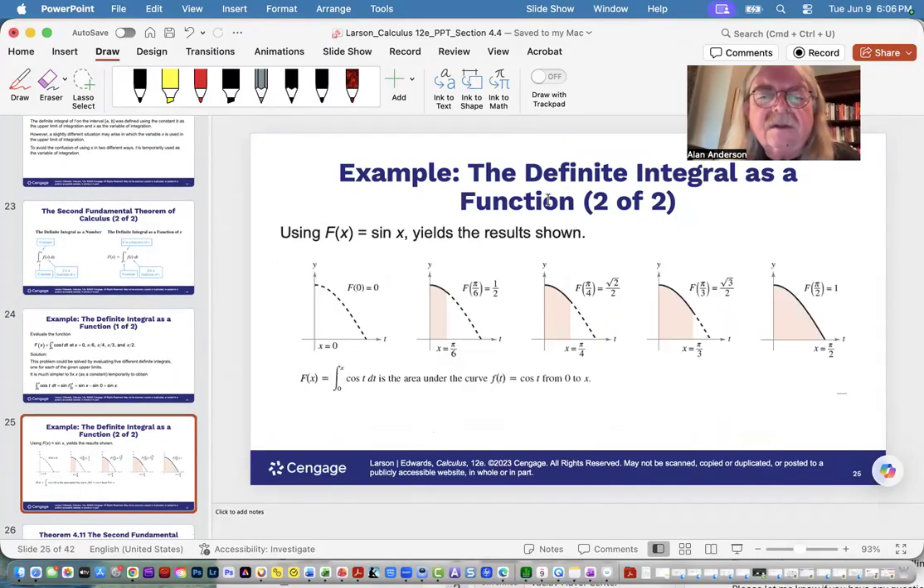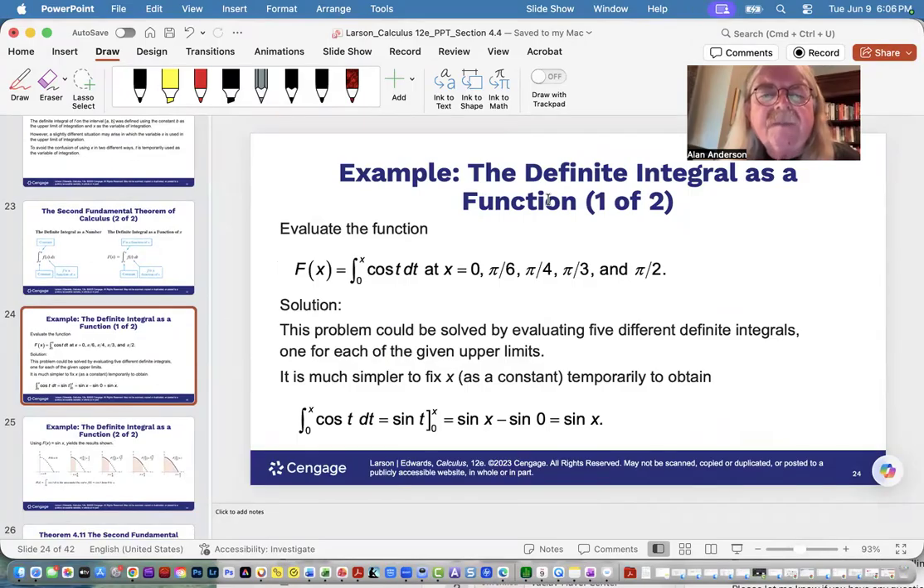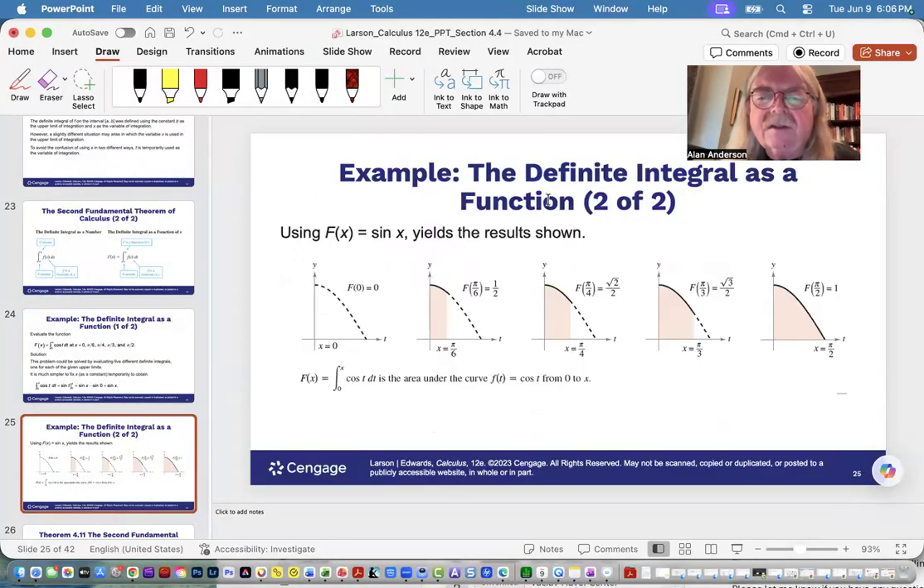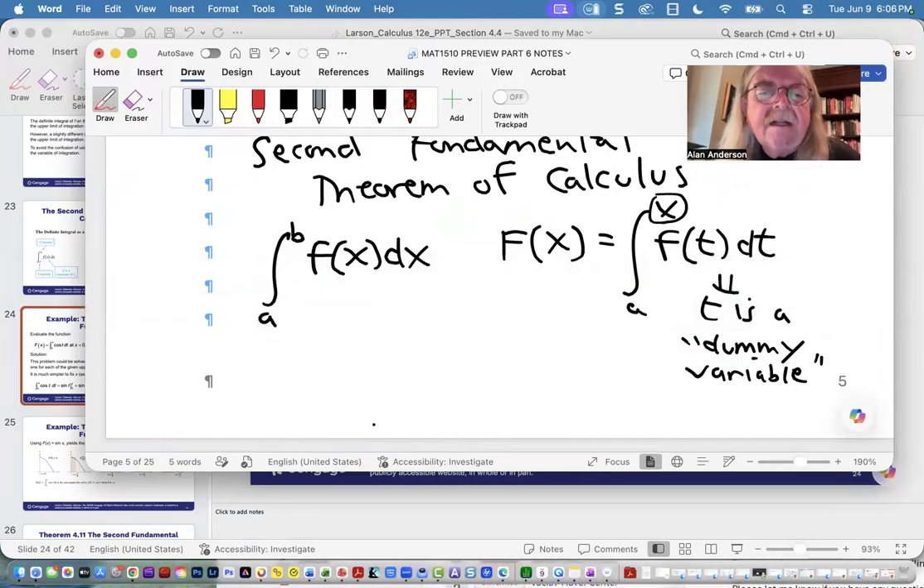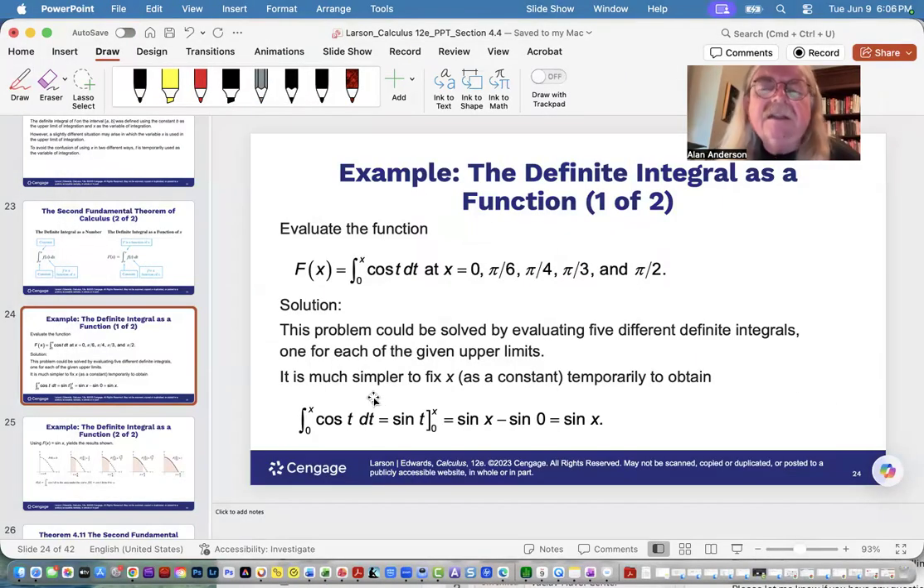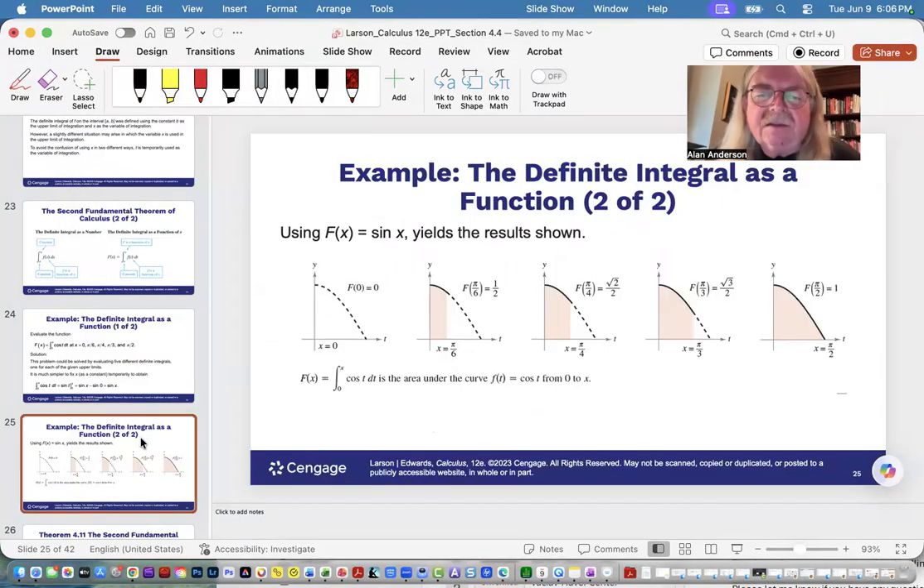Let's see, what do they want us to do here? This is a trig function, and what they would like us to do is basically figure out the area under this curve. So the antiderivative is cosine x because the original function was cosine x. So they're showing it to you down here, and the graph, at least over the interval they're interested in, looks like this.